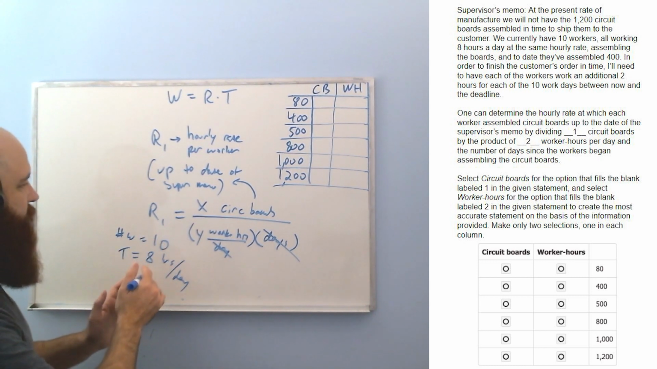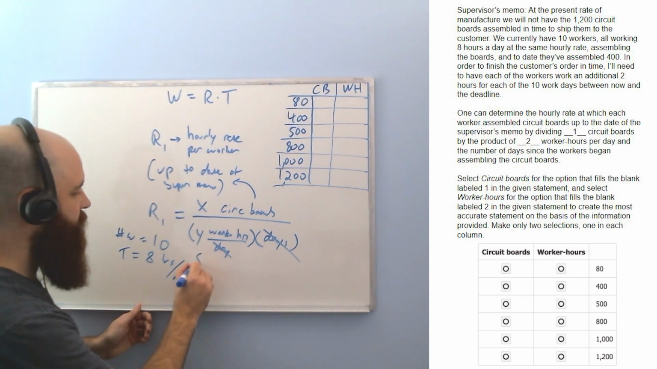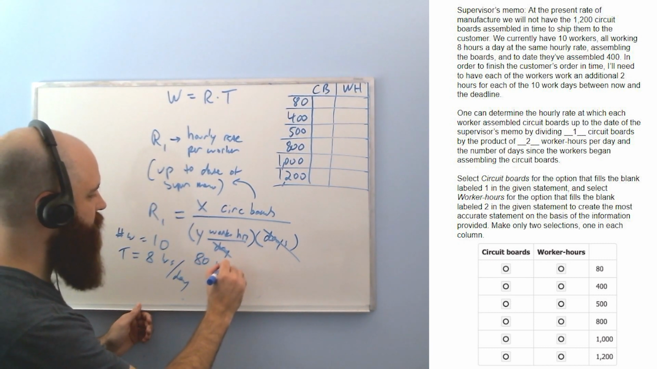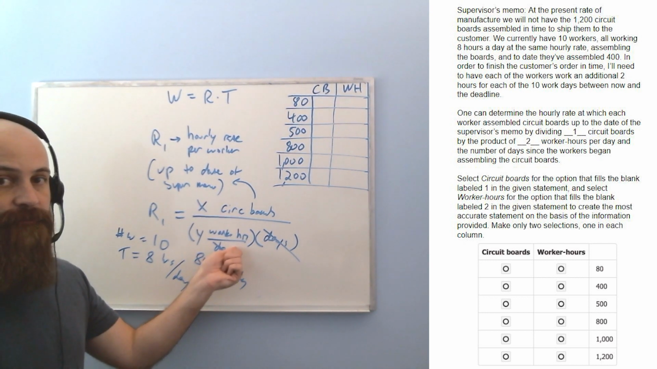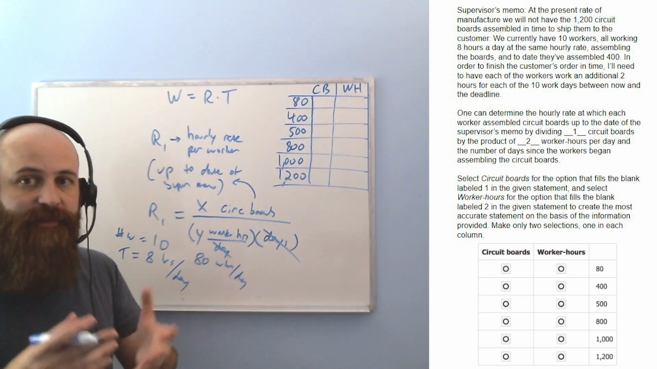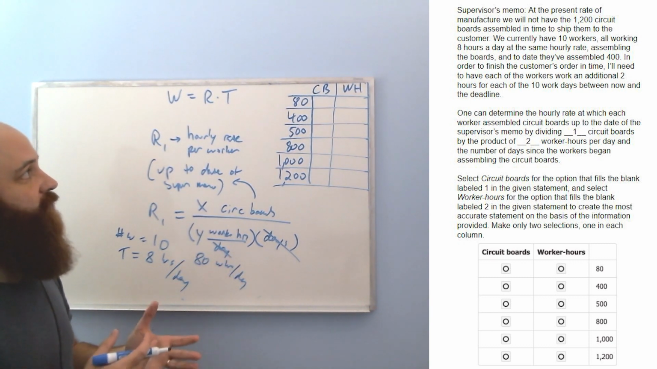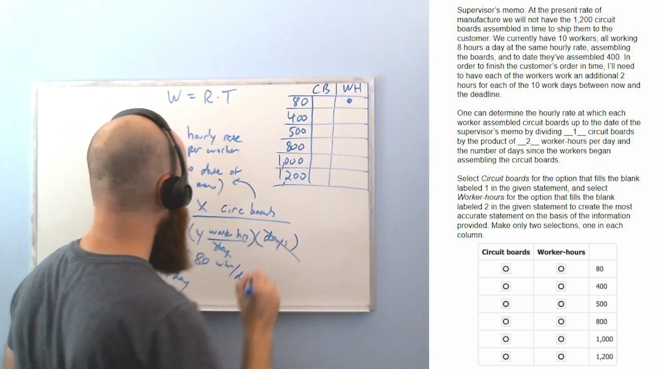If I multiply 10 workers times 8 hours per day, that gives me 80 worker hours per day. That's exactly what I was looking for. Okay, cool. So I guess I accidentally solved for blank 2 first, but nothing wrong with that. Number of worker hours is 80. Pardon me, worker hours per day.